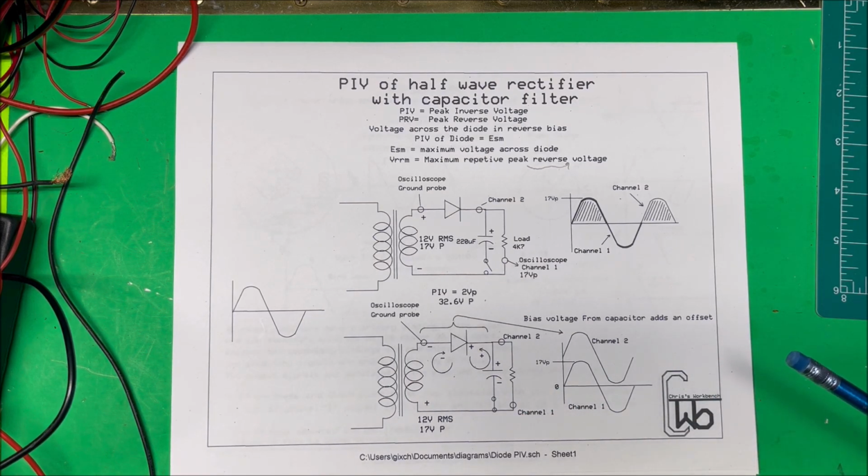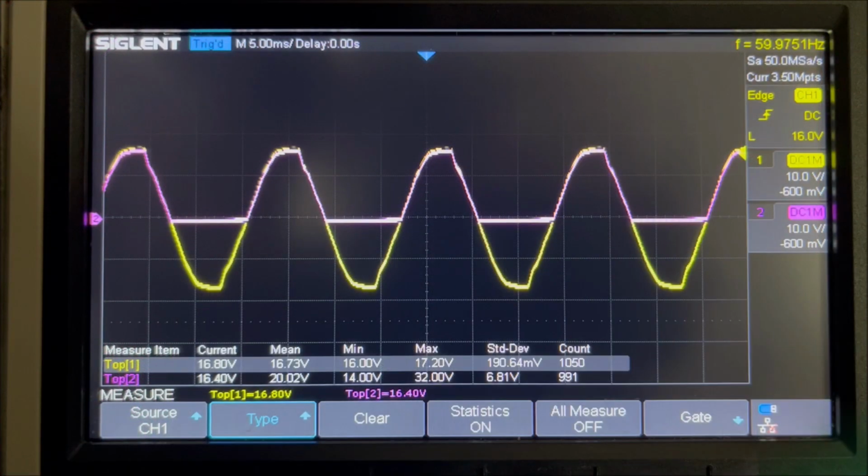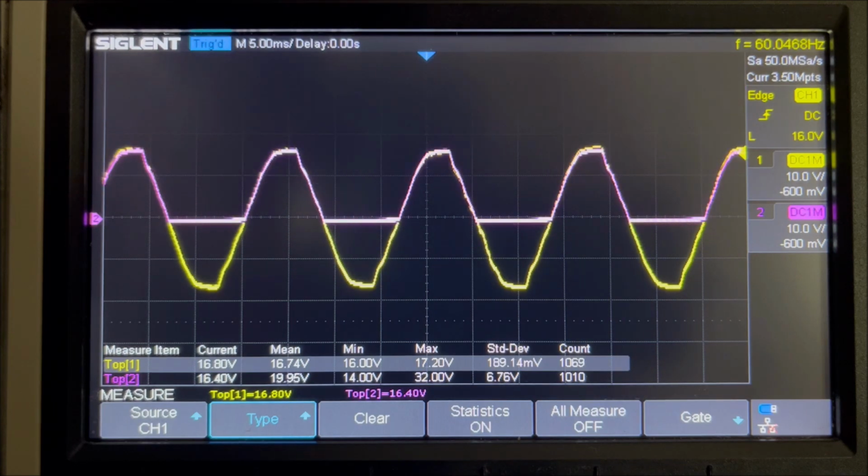Okay, so we'll go over and take a look at the oscilloscope and see what the waveforms look like. Here we are at the oscilloscope. The yellow trace is our source, and the purple is our half wave rectification. You can see that they match up, the same peak on both of them. And then we add the capacitor to it.